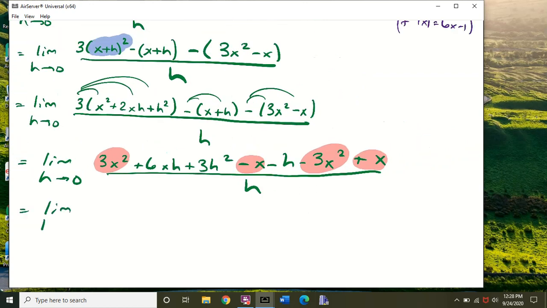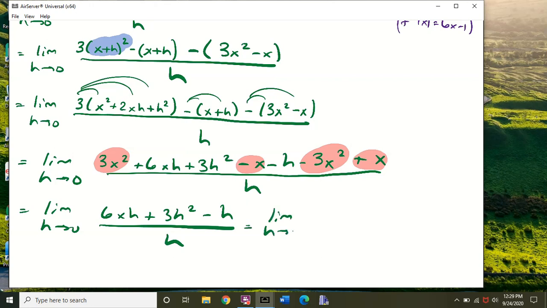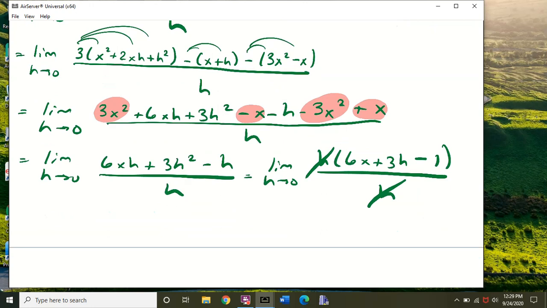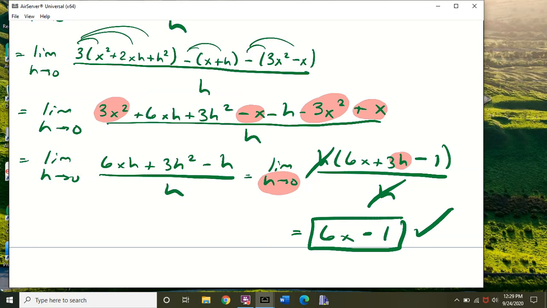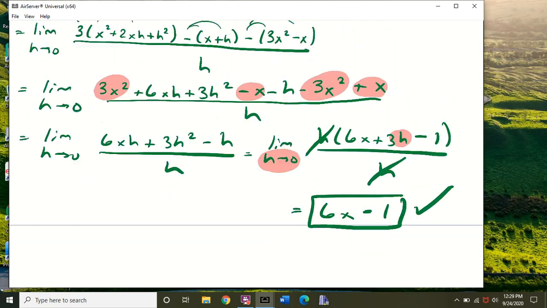So cleaning this up, let's see. We've got 6xh plus 3h squared minus h, all over h. Well, we can certainly factor this to get around 0 over 0. I can factor the h out of the numerator. And now we get the cancellation. Now I can replace the letter h with 0. And what are we going to get back? Well, 6x isn't affected. 3 times 0 is 0. The minus 1 isn't affected. And sure enough, there's the derivative as we anticipated.